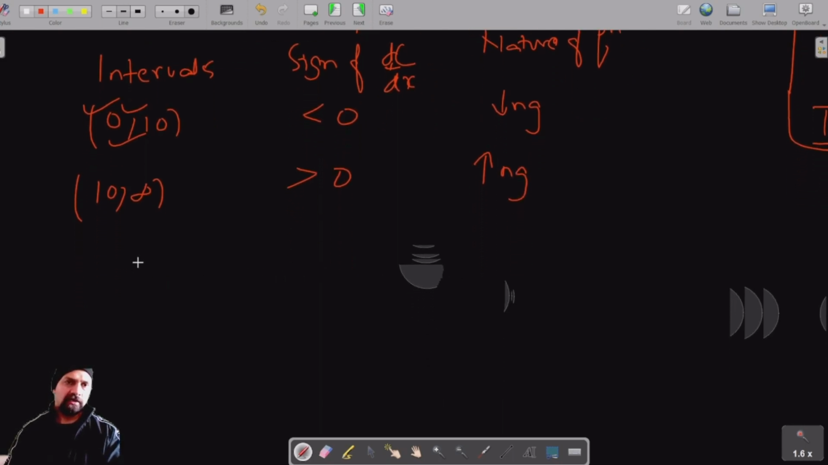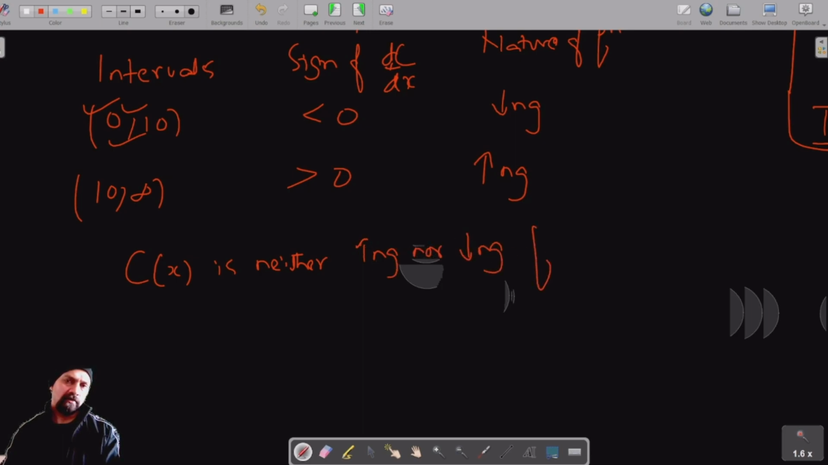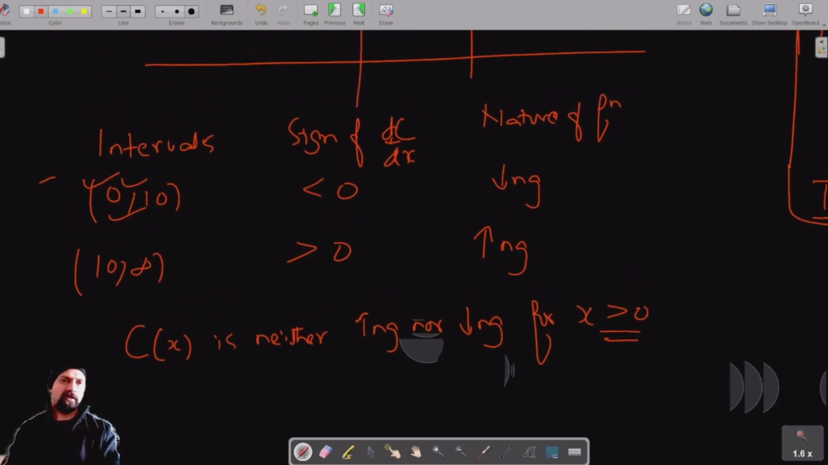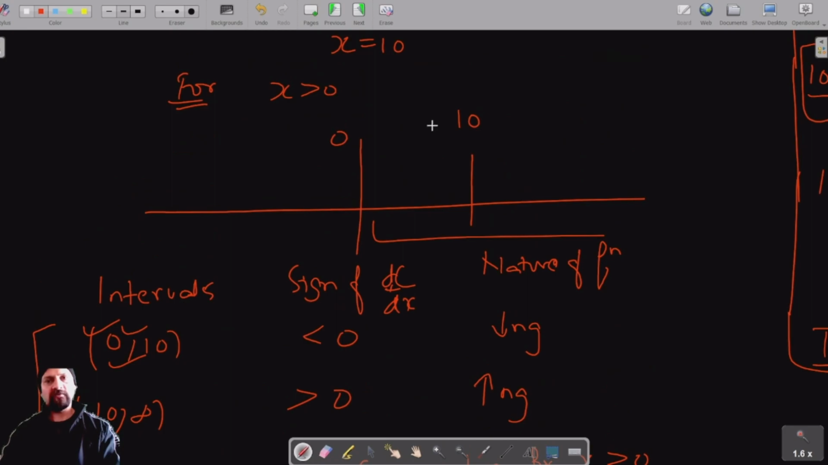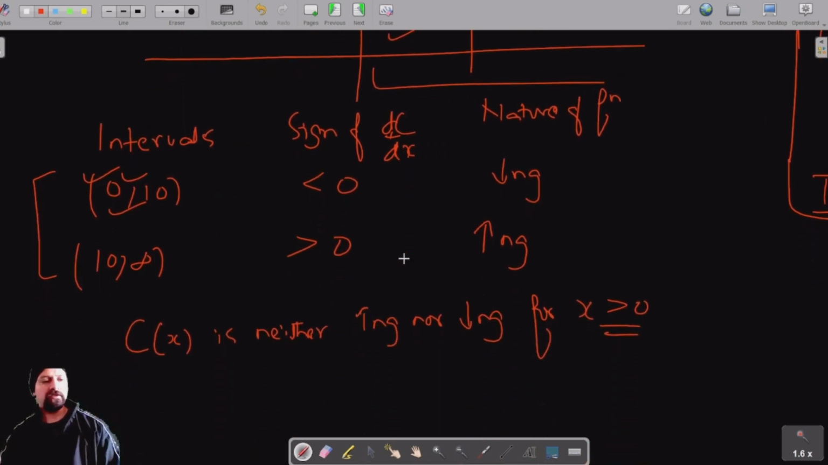So this means that function c of x is neither increasing nor decreasing for x greater than 0, because we have to check for x greater than 0 and both these intervals are x greater than 0. So for 0 to 10 the function is decreasing, and for 10 to infinity the function is increasing. So that means the function is neither increasing nor decreasing.